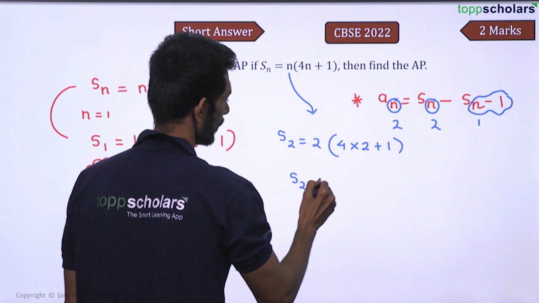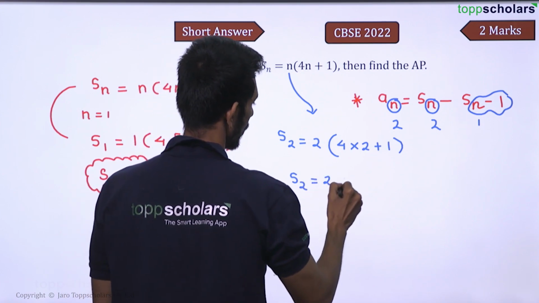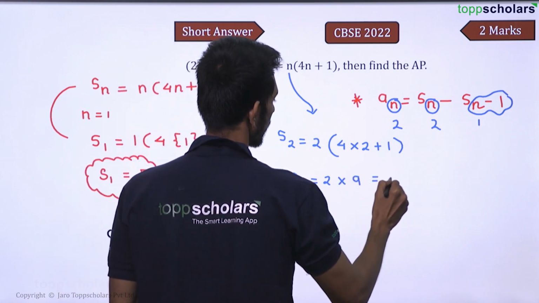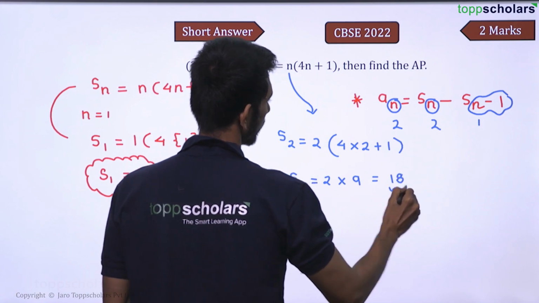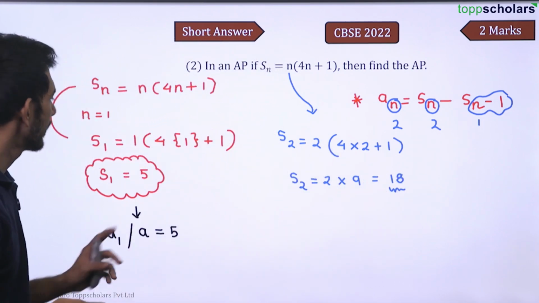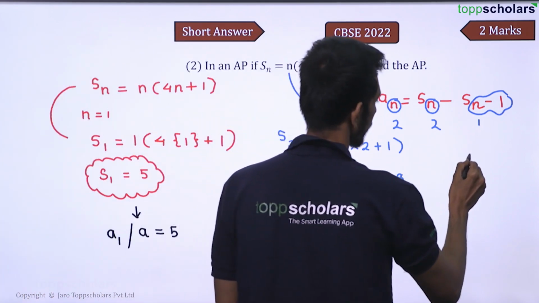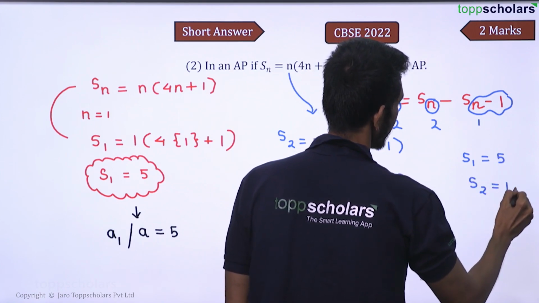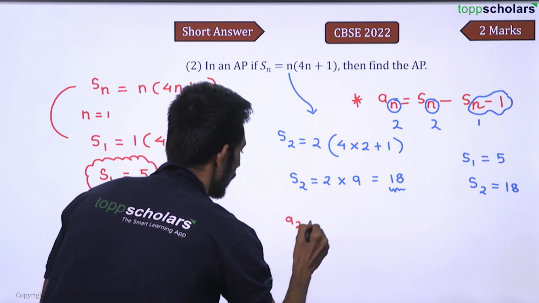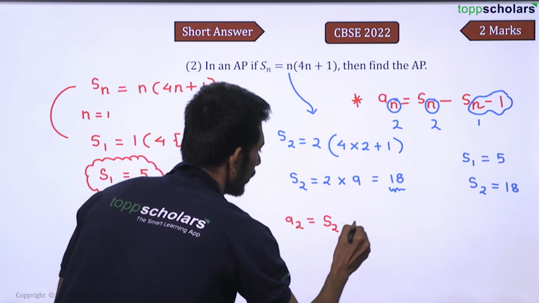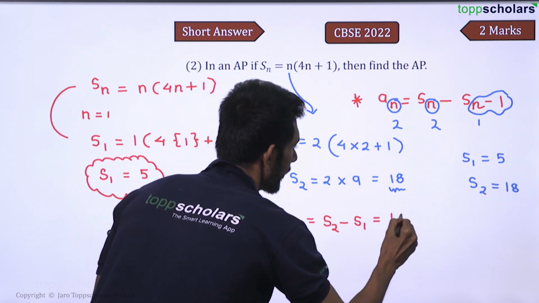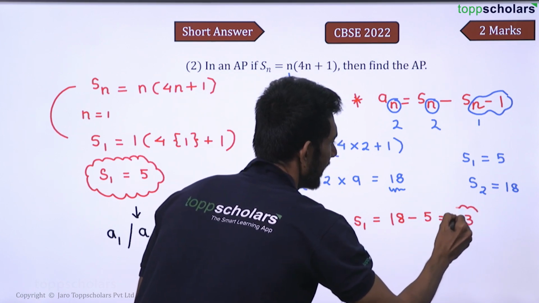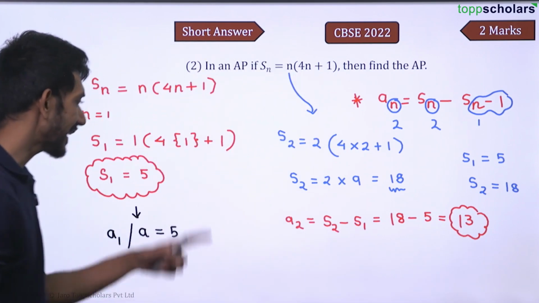So can I say S2 will be equal to 2 into 4 twos are 8, 8 plus 1 is 9. That is 18, right? So S2 is 18. S1 is 5. S2 is 18. We can find out A2. What will be A2? A2 will be S2 minus S1. That is 18 minus 5. And that is 13. So the second term is 13.